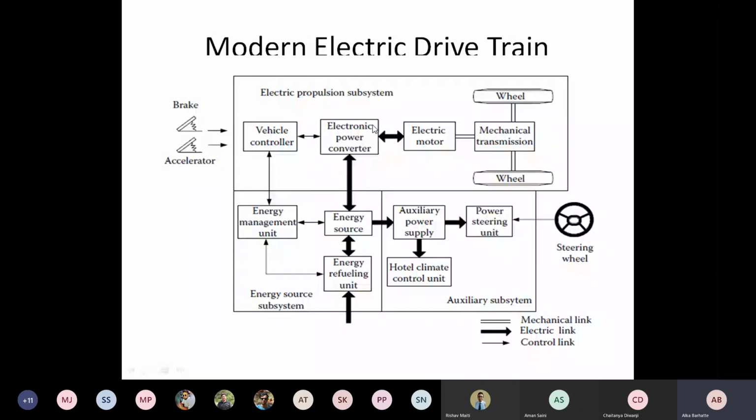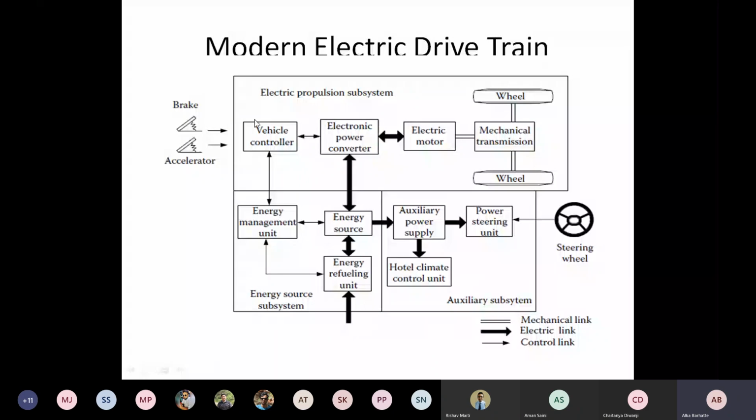Okay, then the energy management unit, what is the job of this particular unit or energy management system? So that energy management unit works with the vehicle controller. It works in coordination with the vehicle controller to control the regenerative braking and its energy recovery. Whatever power is received from this energy source, it will decide how much is to be used for refueling, that is for charging your batteries.